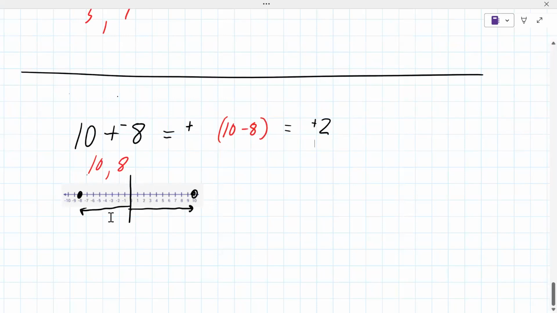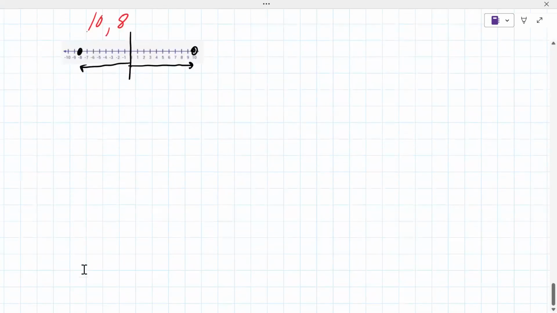You have to follow the steps. The first one is which is further from 0. That tells you the sign. Then you make the numbers without the sign. You take the larger and subtract the smaller. So let's try a few more.